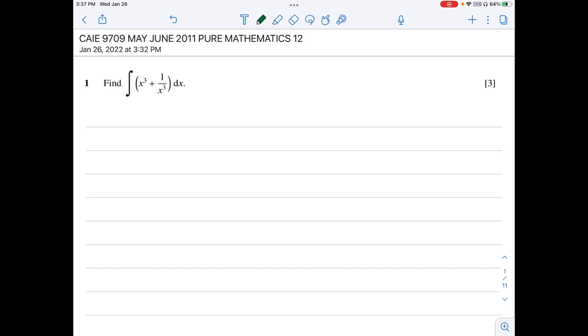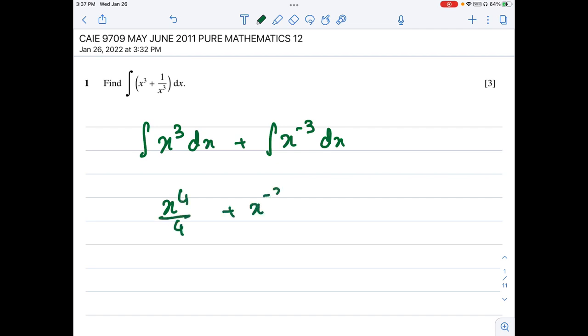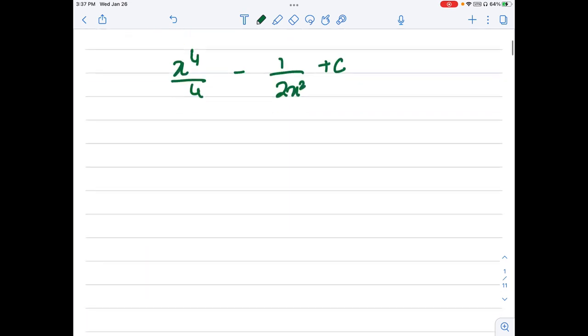The first question is the integral of x cube dx plus the integral of x power minus 3 dx. So it becomes x power 4 upon 4 plus x power minus 2 upon minus 2 plus c. So you can write it as x power 4 upon 4 minus 1 upon 2 x square plus c. That's going to be the answer.